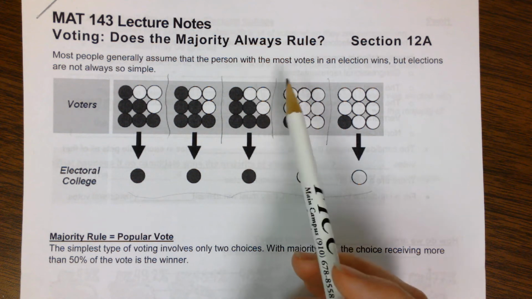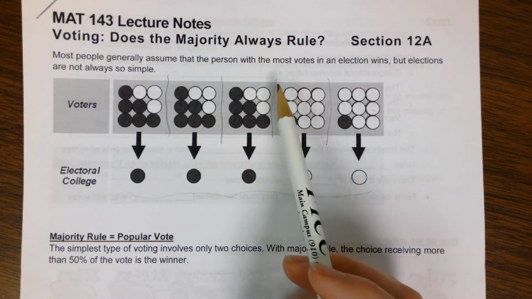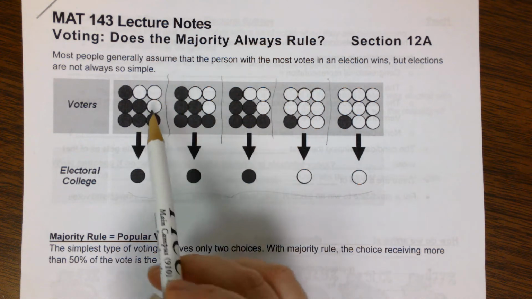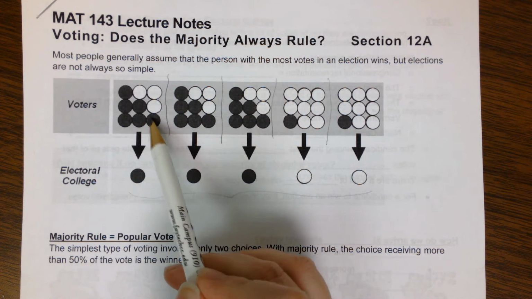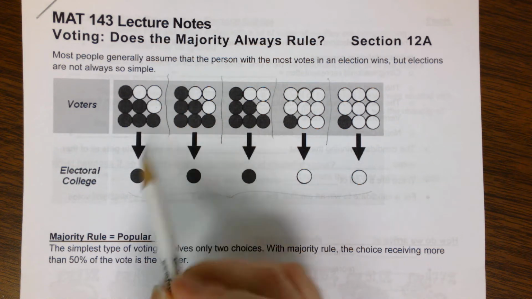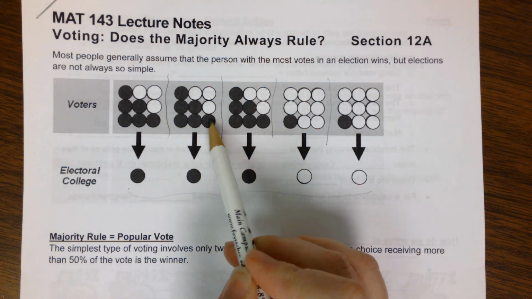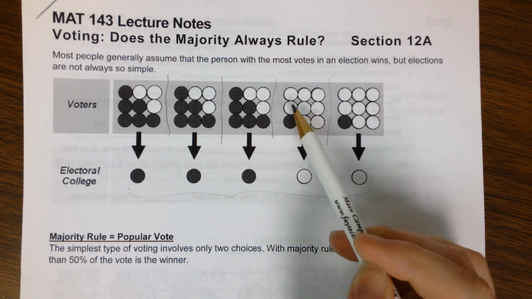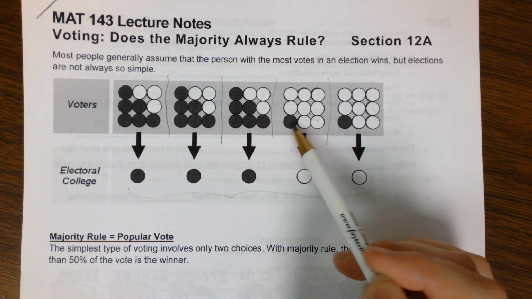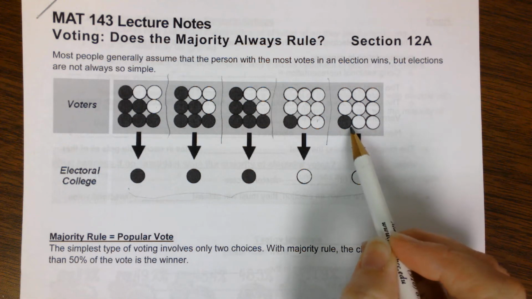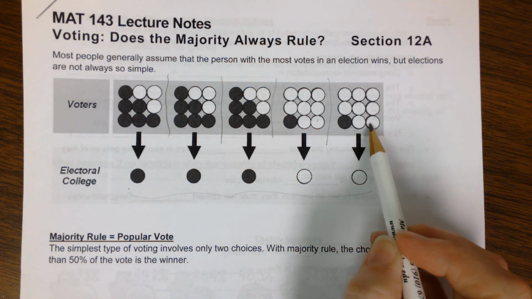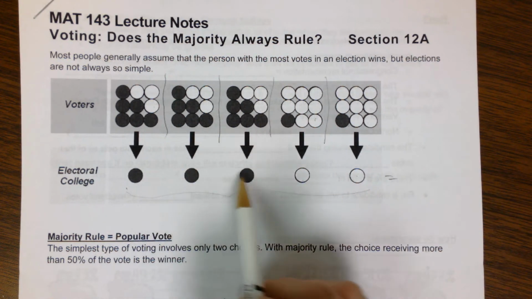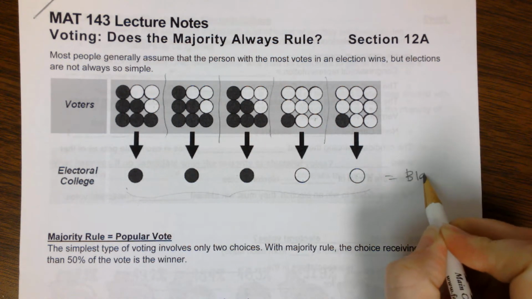Because we have this Electoral College, the majority does not always win. For example, in this section the black has 6 and the white has 3, so the black wins. Here again, the black has 6, white has 3, so black wins. Same thing here, black wins. But here we have 8 whites and 1 black, so white wins. And again here, 8 white and 1 black, so white wins. All total, we have 3 black and 2 white, so black wins.